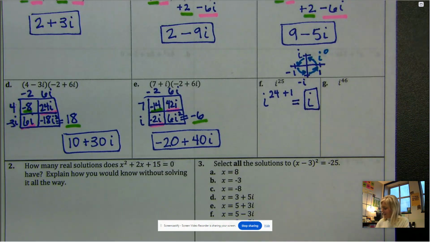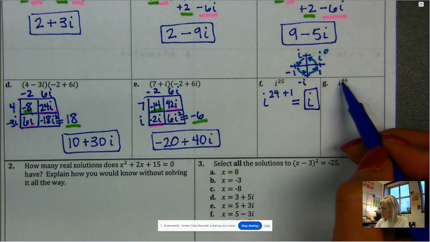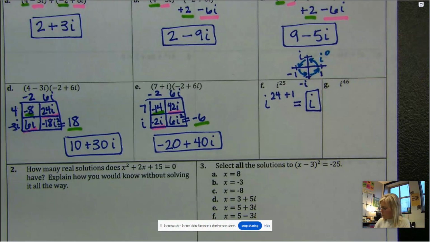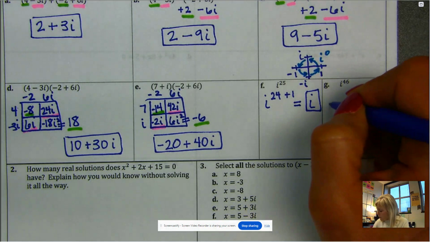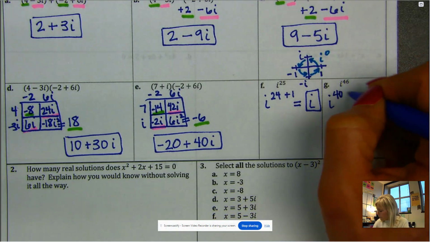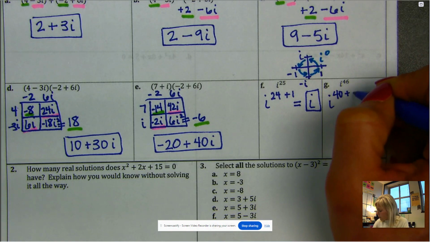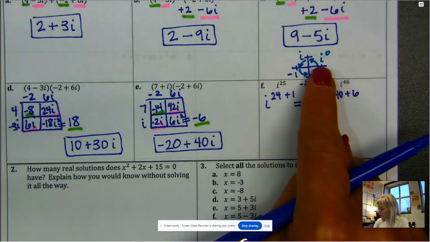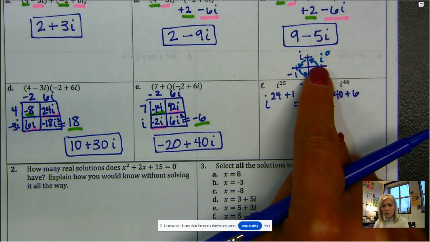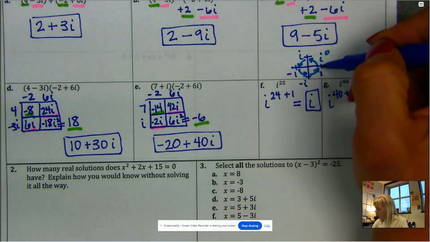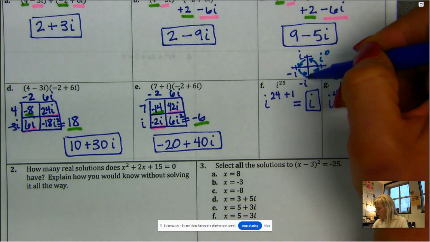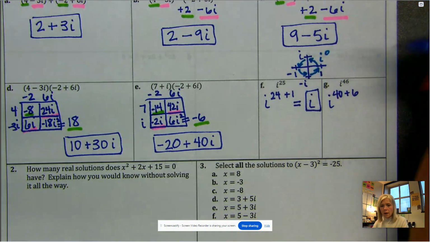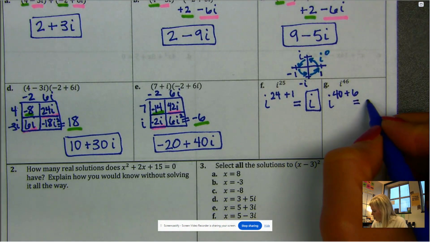Okay, and then I'm going to do the same thing with i to the 46. I know 40 is a multiple of 4, so I'm just going to use that. And 46 is 40 plus 6. So 10 laps would get me i to the 40th right here. So this would be 40, 41, 42, 43, 44, 45, 46 lands over here. i to the 46 is equal to negative 1.